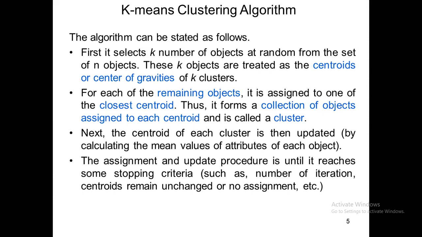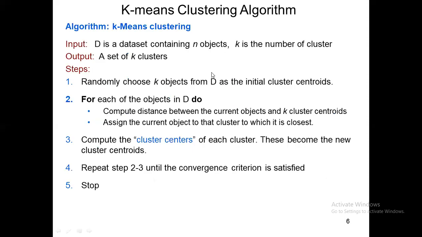So we already saw there are different kinds of sets of algorithms, right? And for the algorithm, there is an input, right? So D is a data set, and this is the structure or process of how k-means clustering is going to be created. So here D is the data set containing n objects, and k is the number of clusters. I already told how many clusters are going to be created.